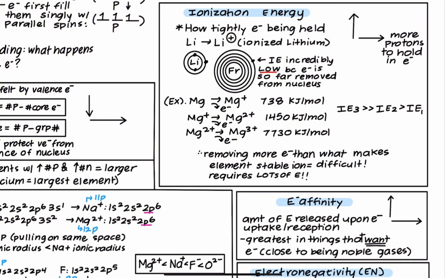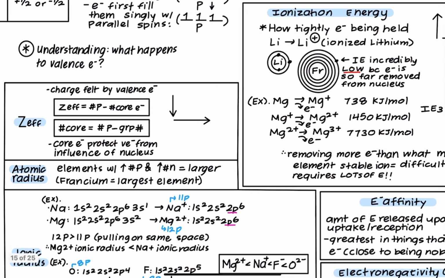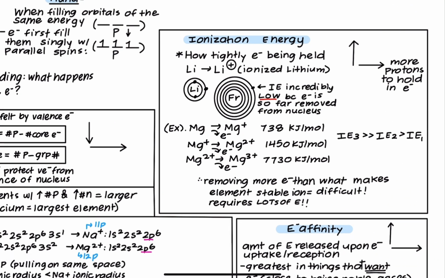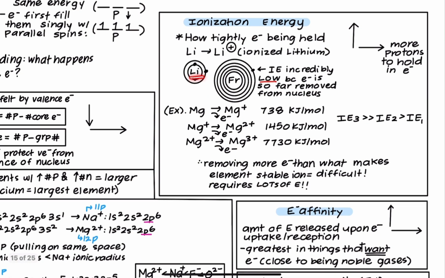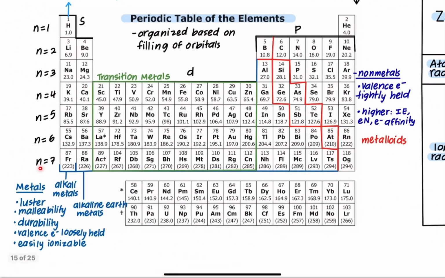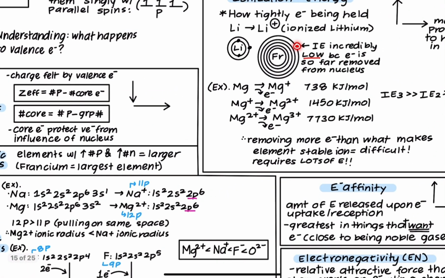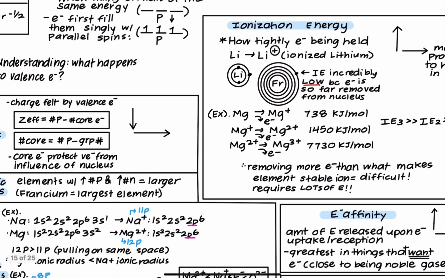So ionization energy is essentially how tightly electrons are being held. I'd like to know what these terms actually mean before telling you about the trend. So ionization energy is how tightly electrons are being held. Okay, for example, this is lithium, this is francium. Francium, as you can see, has way more energy levels than lithium. So francium's valence electron right here is incredibly loosely held.